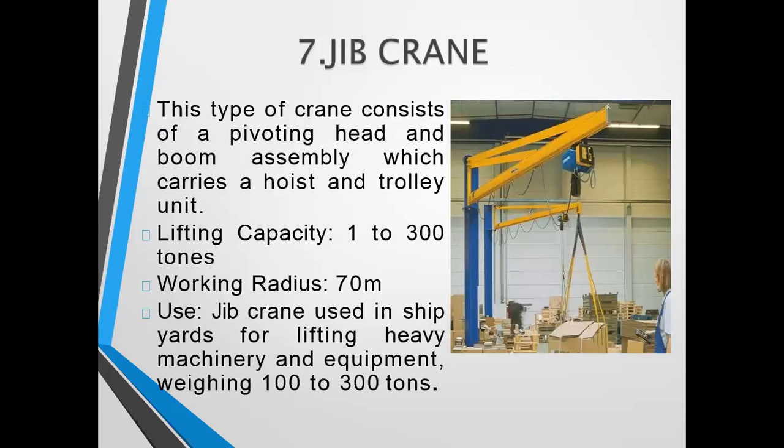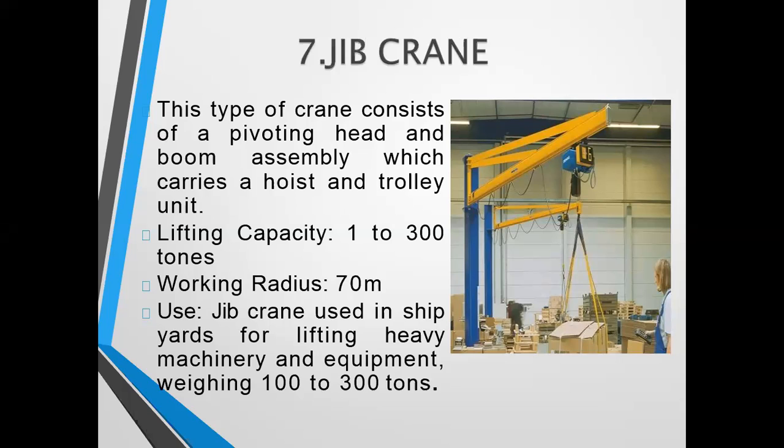The next type of crane is the jeep crane. A jeep crane is a type of crane where a horizontal member supporting a movable hoist is fixed to a wall or to a floor mounted pillar. Jeep cranes are used in industrial premises and on military vehicles. The jeep may swing through an arc to give additional lateral movement, or be fixed.